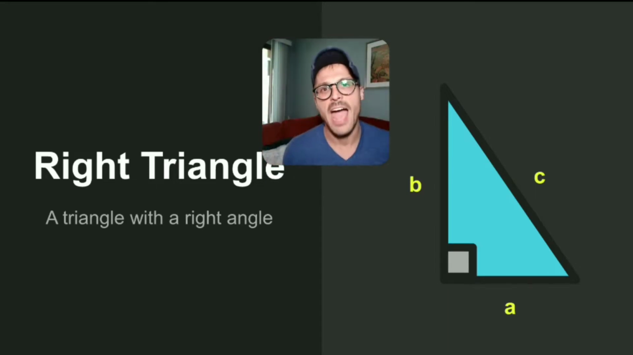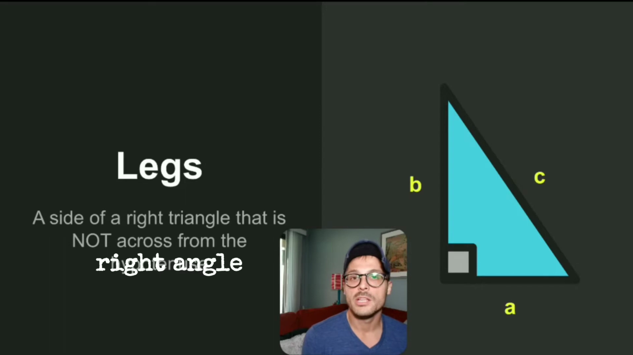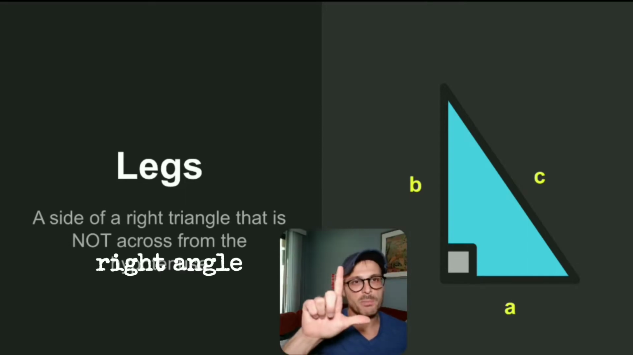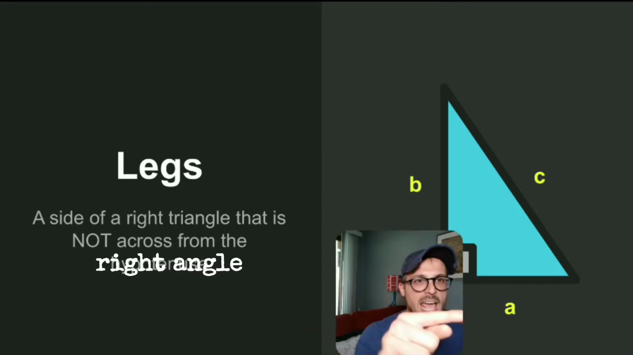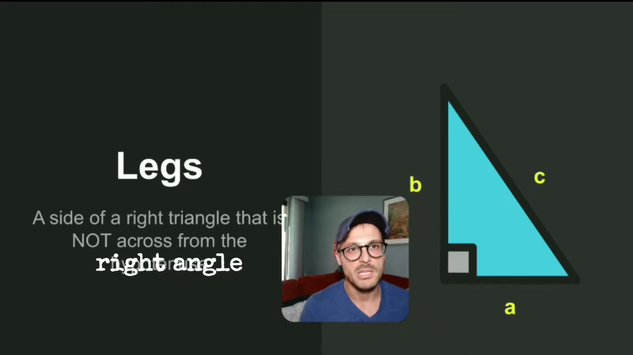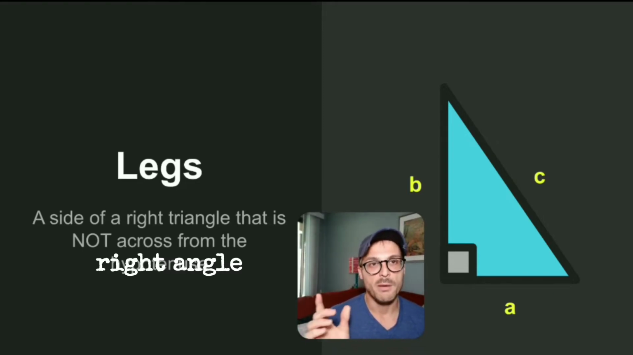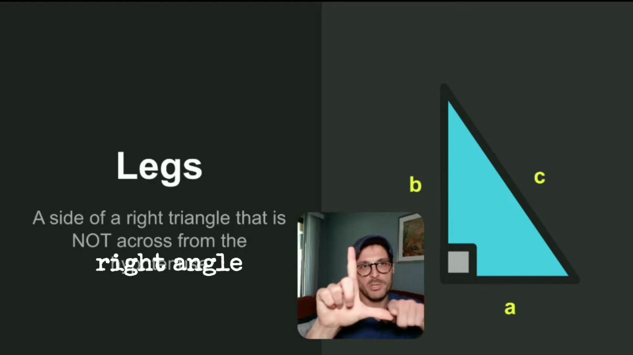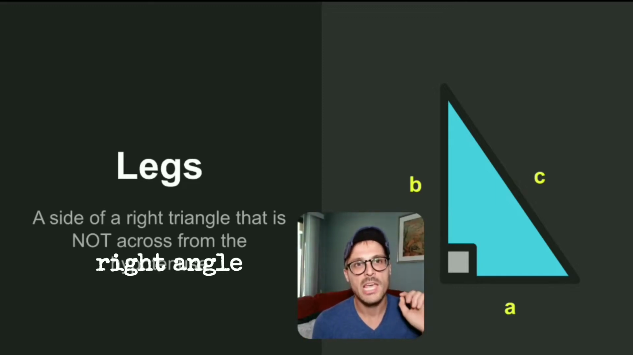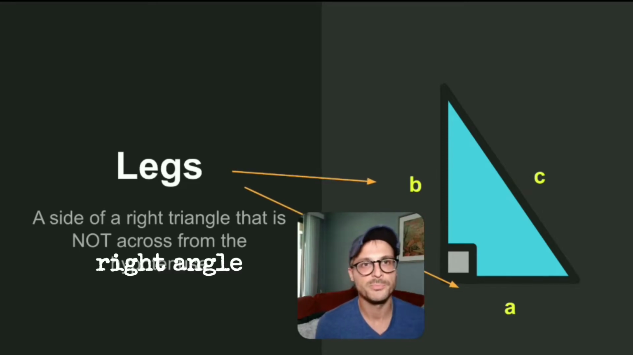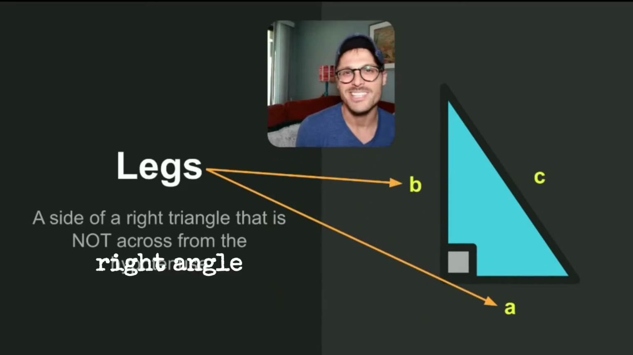Fun fact, just for you. The legs of the triangle are the two sides that make the perpendicular. So here we've got a and b being the legs of the triangle. Perpendicular is just a fancy term for right angle. Any two lines that make a perpendicular form a right angle. So it's the two sides that are not the hypotenuse, as you can see here.